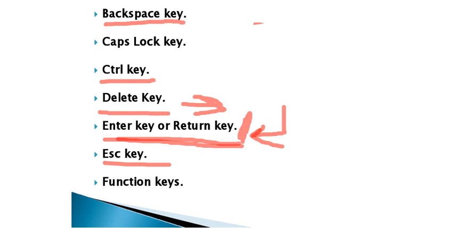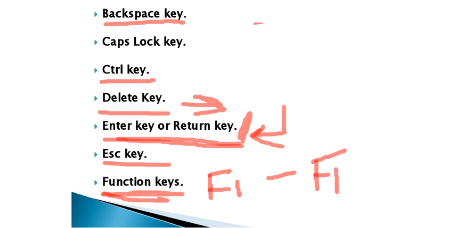Then come the function keys. Function keys are labeled from F1 up to F12. So guys, these are the special keys labeled from F1 to F12. These keys have different meanings depending on which program is running.